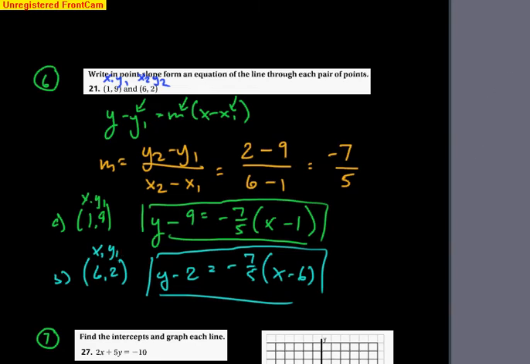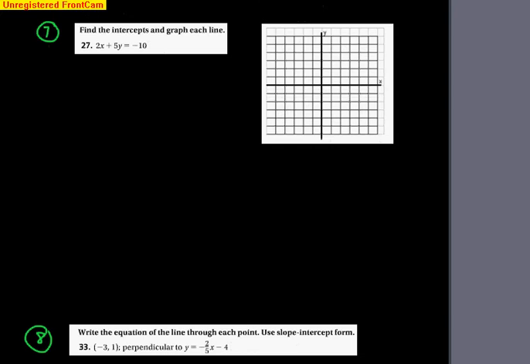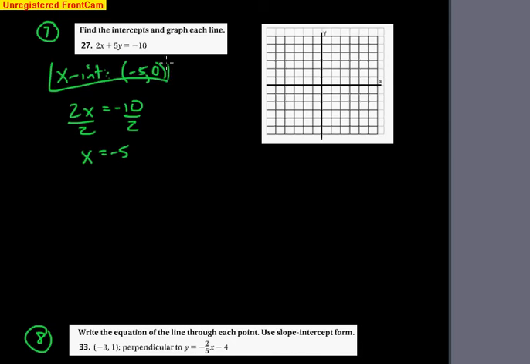Okay, next, 2 more problems left. Number 7. We're going to find the intercepts and then graph the line. So here is our equation: 2x plus 5y equals negative 10. To find the x-intercept, we are looking for the x value when y is 0. So we cover up the 5y, and your equation says 2x equals negative 10. Solving for x, x is negative 5, and there's your x-intercept, (negative 5, 0).